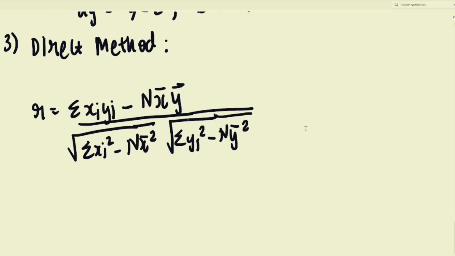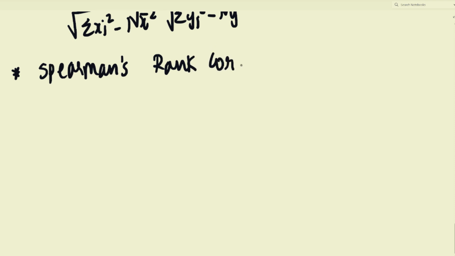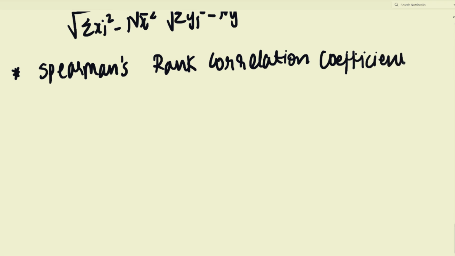So now we will look into Spearman's rank correlation coefficient. It is quite simpler than Karl Pearson's method. It depends on the rank of the items, and the actual values are not required. It is denoted by capital R, while Karl Pearson's is denoted by small r.